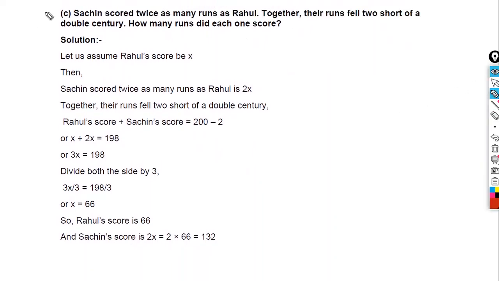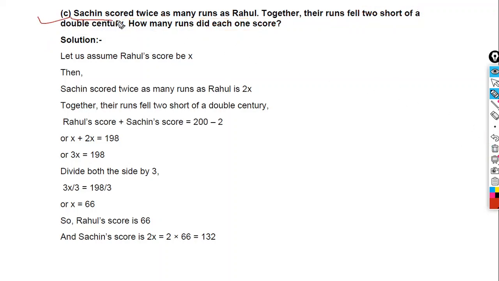Okay, let's see. Sachin scored twice as many runs as Rahul. Sachin and Rahul have now retired and they are among the greatest players of Indian cricket. Together, their runs fell 2 short of a double century. How many runs did each one score? Very nice question.